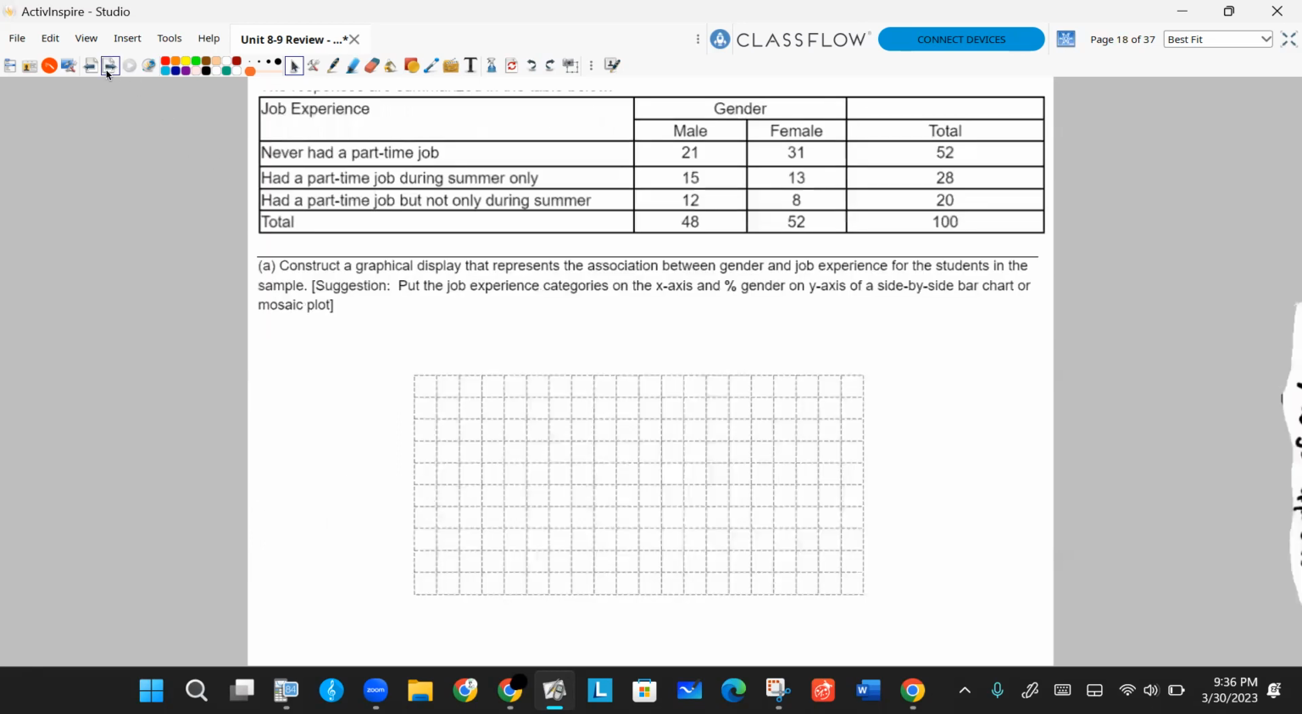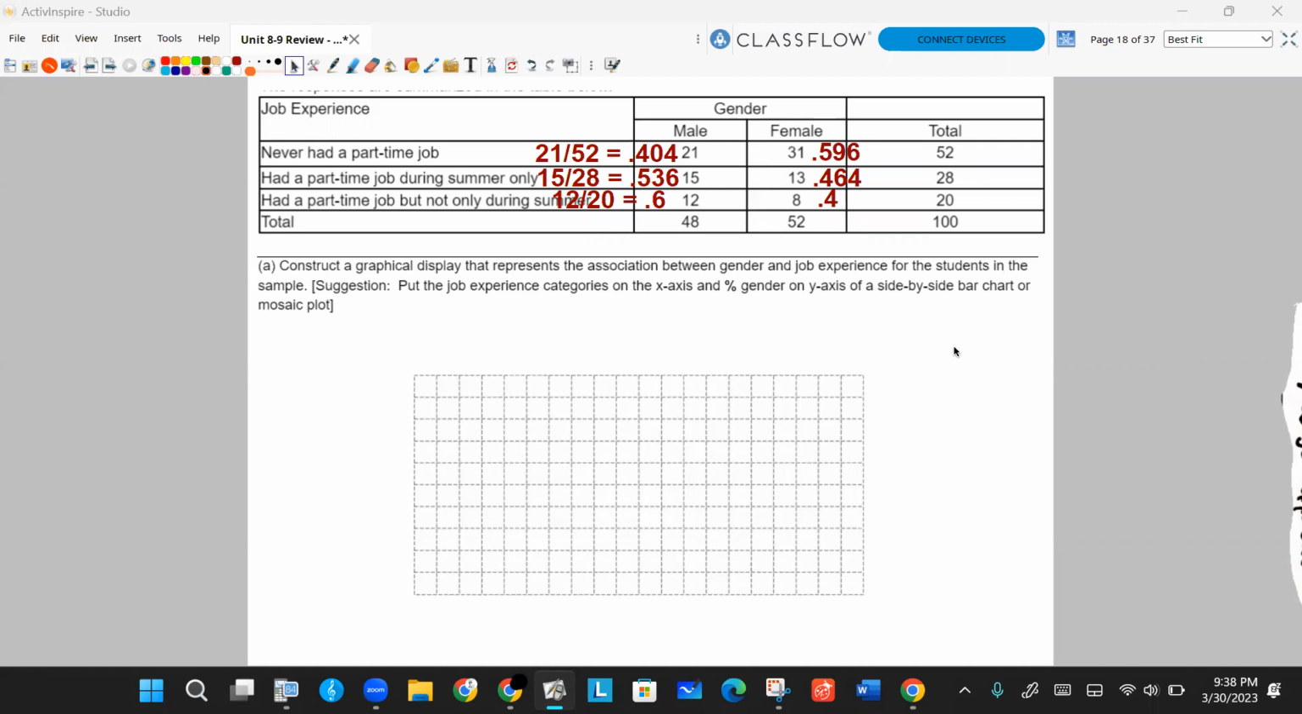Let's start with letter A. Construct a graphical display that represents the association between gender and job experience for the students in the sample. You want to break it down by percentages when you're doing this. So when you're looking at your male to female ratio, we have 3 job categories: never had a part-time job, had a part-time job during summer only, had a part-time job, but not only during summer. So when you're doing a breakdown, think about it as percents. Since our samples were different sizes, we have to use percentages to make those comparisons, to get relative frequencies.